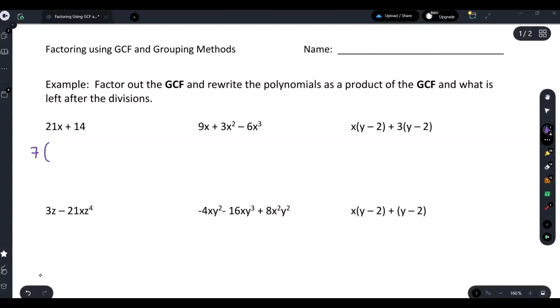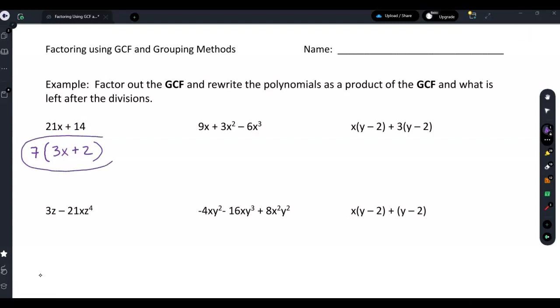So 21x divided by 7 would be 3x. And then take the other term and do the same thing. So 14 divided by 7 would be 2. It's positive, so this is going to be plus 2, and we'll end our parentheses. And that is our factored answer. The nice thing about any factoring method is that you can always check your work. In this case, if I distribute that 7 inside the parentheses, 7 times 3x would give me 21x, and 7 times 2 would give me positive 14. So I can always check and see that I get back to what I started with.